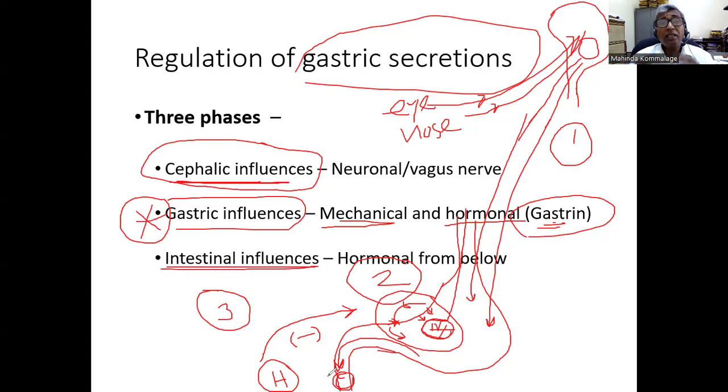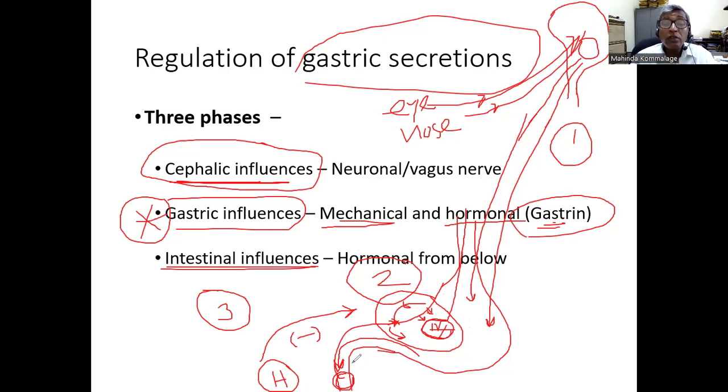So now you can see broadly, very broadly, three types of regulatory process. Through the brain, we call it the cephalic influence. When you see the food, smell it, or even when we think about the food, this will operate through the vagus nerve, through the parasympathetic system. The gastric influence is locally operated. Receptors, neurons and hormones will contribute to the local operation.